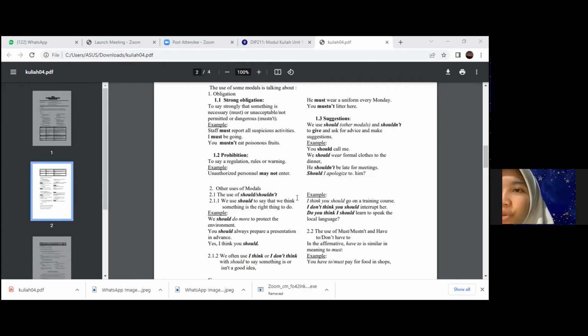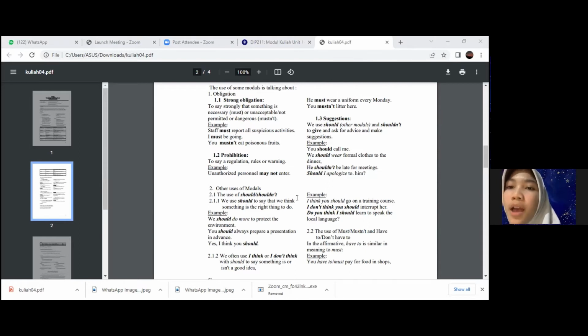We use should, other modals, and shouldn't to give and ask for advice and make suggestions. For example, you should call me. We should wear formal clothes to the dinner. He shouldn't be late for meetings. Should I apologize to him?